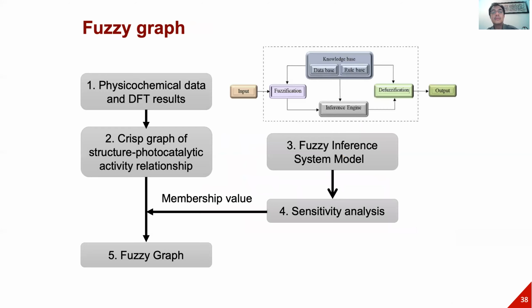So this is the fuzzy graph to study the structure photocatalytic activity relationship. We developed the crisp graph from the physicochemical data and DFT results. Then we developed the fuzzy inference system model. After that, we calculate the membership value from the sensitivity analysis and the fuzzy inference system model. The higher membership value represents the dominant properties that determine the photocatalytic activity of carbon-doped titania under UV and visible light irradiation. Lastly, we developed the fuzzy graph from the membership value.